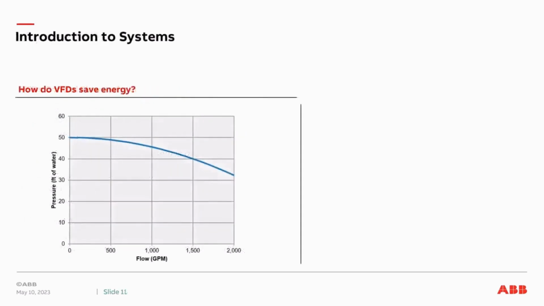How do VFDs save energy? We are going to look at a fan or a pump curve. In this example, we're going to talk to this as a pump curve. The pump curve is graphed here, and has to do with the amount of pressure versus the flow in gallons per minute. Pressure is on the y-axis, flow is on the x-axis.